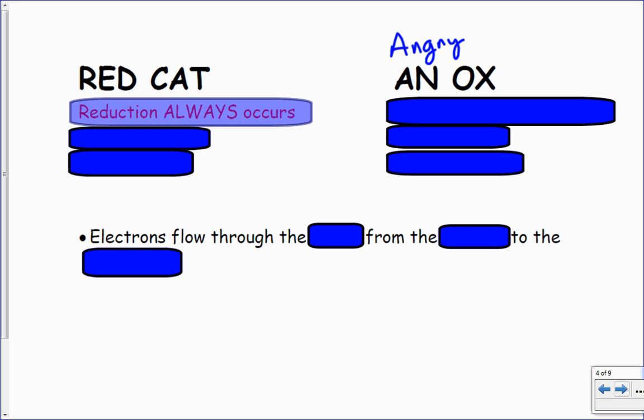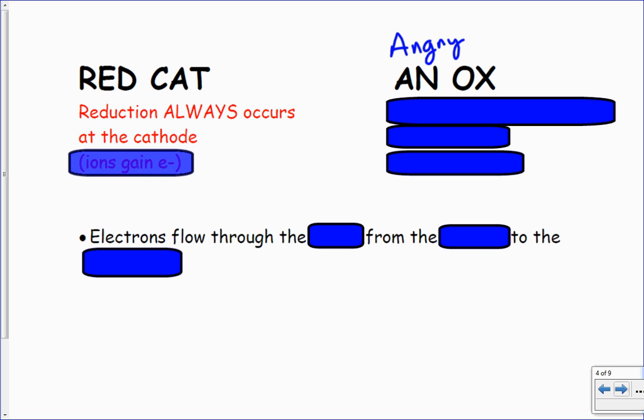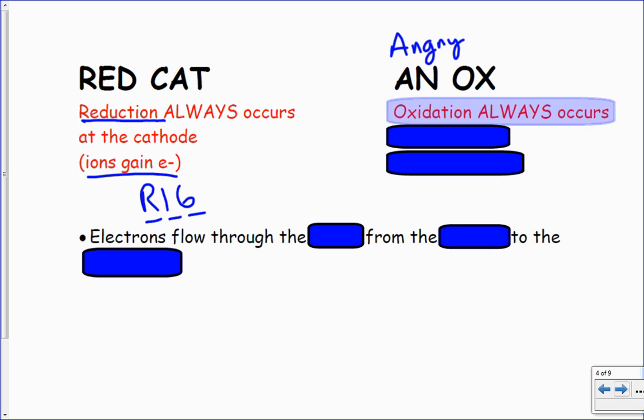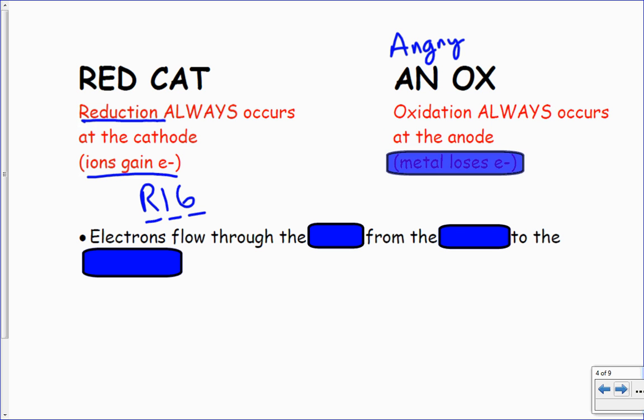The red cat stands for reduction will always occur at the cathode where the ions gain electrons. And remember, I like OIL RIG. Reduction is gaining electrons. These things do stay very concurrent, so it's the same all the way throughout. We just got to remember these mnemonics. And then angry ox, the oxidation will always occur at the anode. And here we go, AN, anode, right? Reduction, cathode. See how this works?